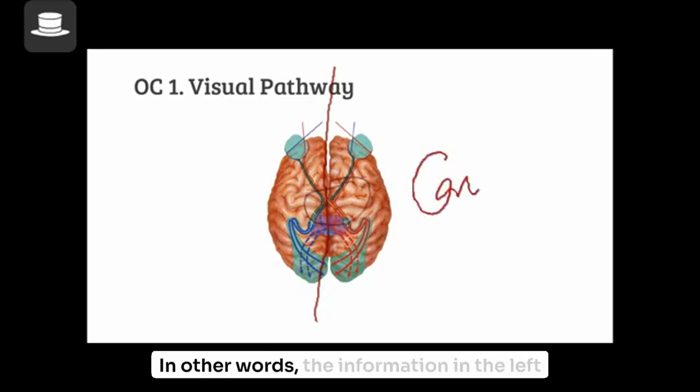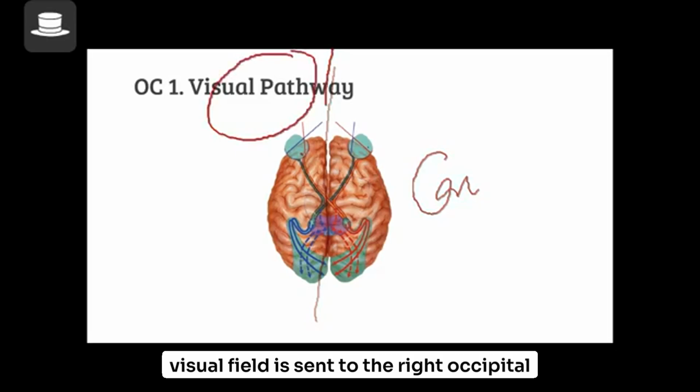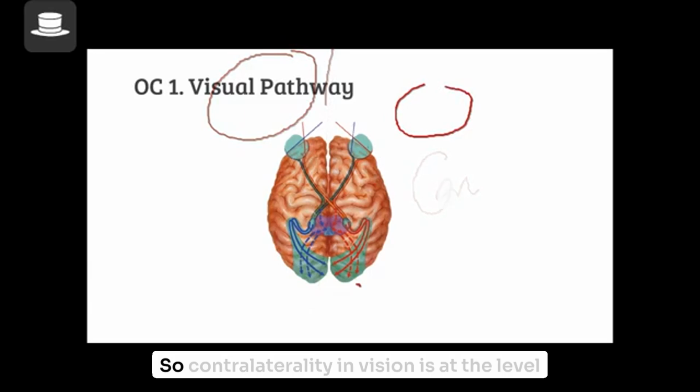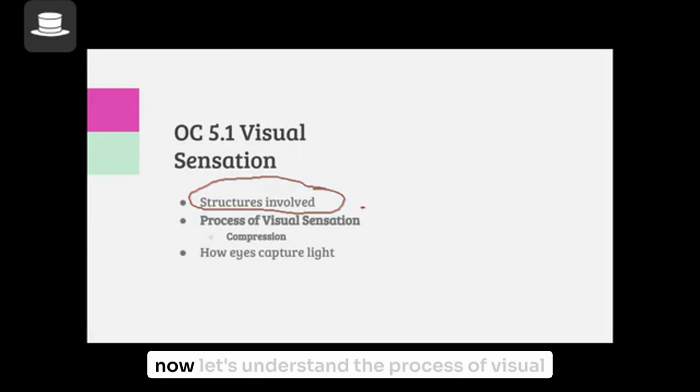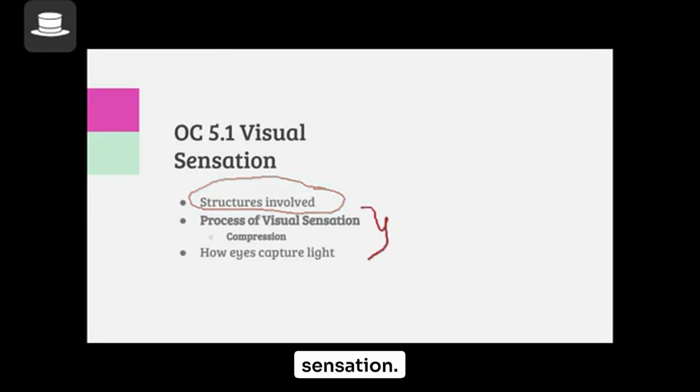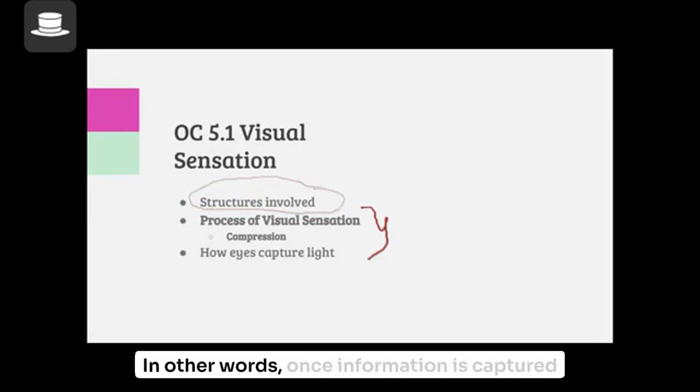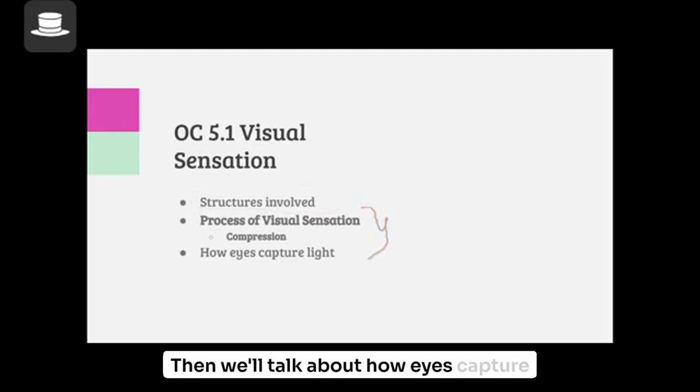In other words, the information in the left visual field is sent to the right occipital cortex, and information in the right visual field is sent to the opposite occipital cortex. So contralaterality in vision is at the level of the visual field. Now, let's understand the process of visual sensation. In other words, how once the information is captured by the retina, what happens to this information. Then we'll talk about how eyes capture information.